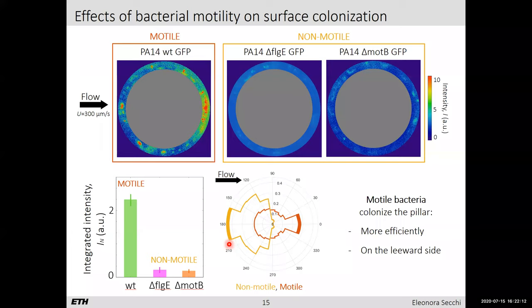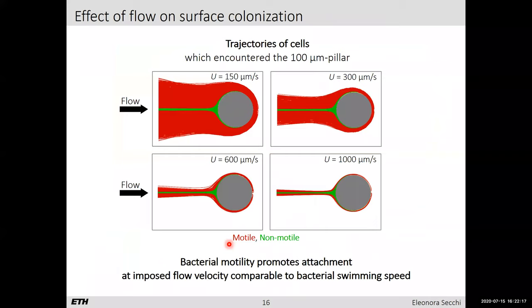The reason why we have a strong increase in bacterial capture promoted by motility was already reported for sinking spheres in the work of Kjelleberg, but is also valid for pillars. Basically, the mechanism of this enhanced capture can be easily explained if we look at the trajectories of cells, the ones in red, that will encounter the pillar.